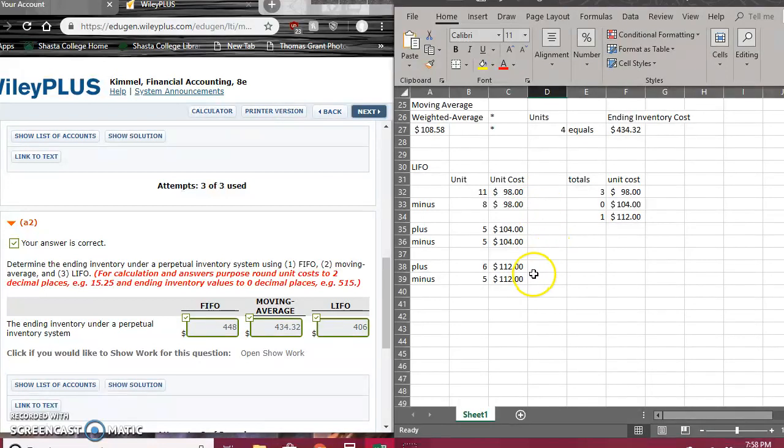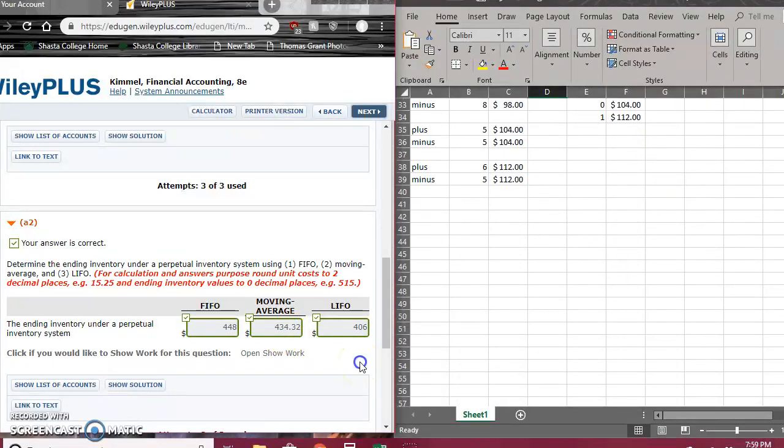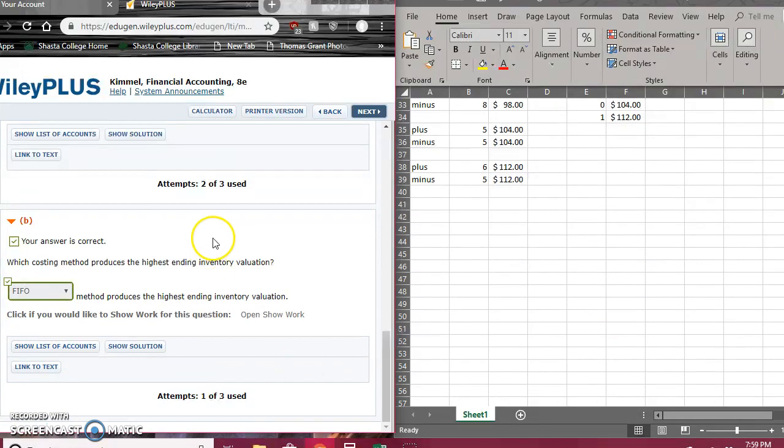Then we bought 6 units at $112 each, but we sold 5 of them. So we're left with 1 unit at $112, plus the 3 units at $98. So that's the 4 units that we're looking for. We remember our ending inventory is 4 units. So what we do is we basically just multiply those out and add them together, and we get a total of $406. So that's our LIFO.